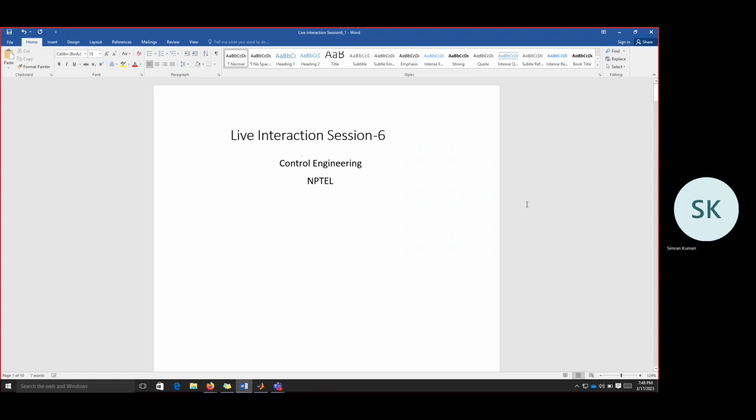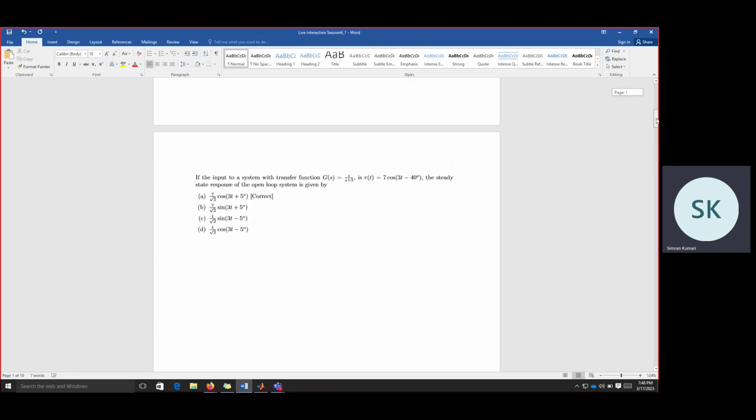Hello everyone. So today we'll be solving some questions related to week 6 content of the control engineering course, and that is related to frequency domain analysis of systems. So we'll proceed with questions. We'll try to understand the concepts taught in the lectures through these questions. Okay, so let us go through the questions one by one.